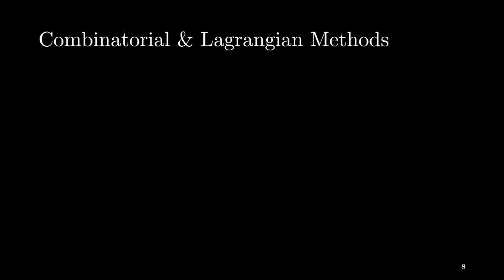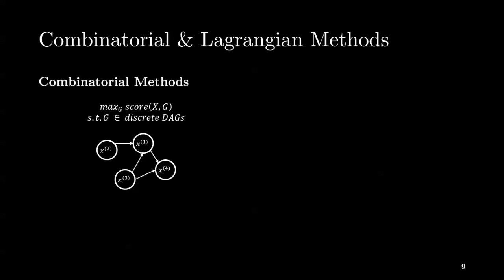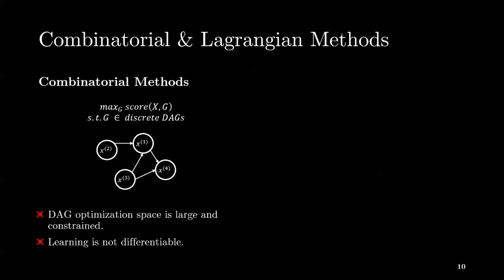However, DAG learning from observational data is a NP-hard problem. Previous methods propose to search for DAGs which maximize some scoring functions like data likelihood. The first set of methods propose to perform discrete combinatorial optimization. Their two main downsides are that the optimization space is large and constrained and that the learning is not differentiable. Hence, these methods used heuristics to avoid too much computations and are not adapted to gradient-based optimization.